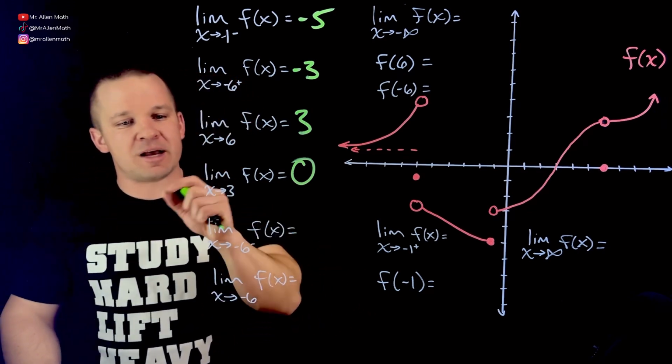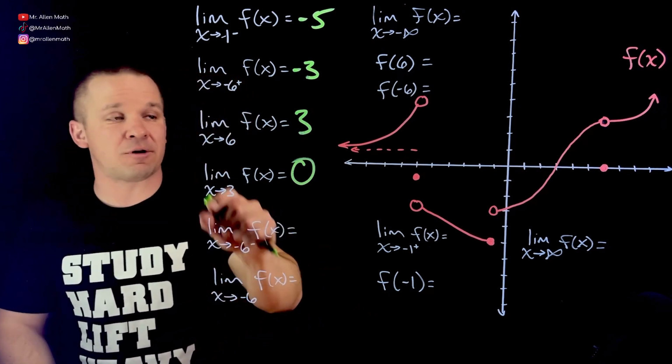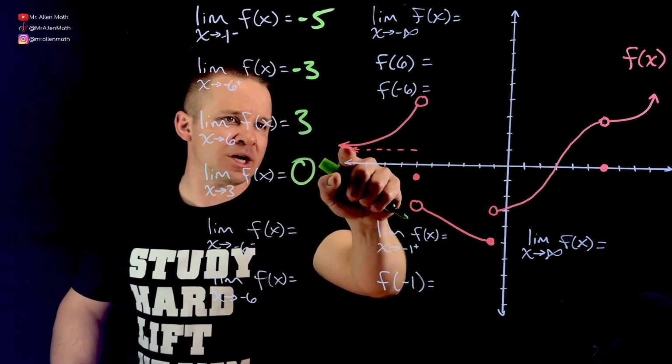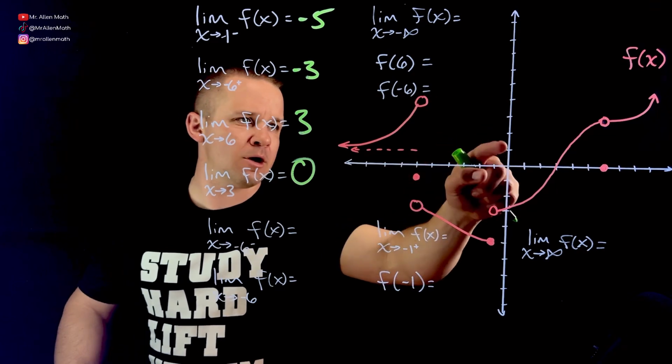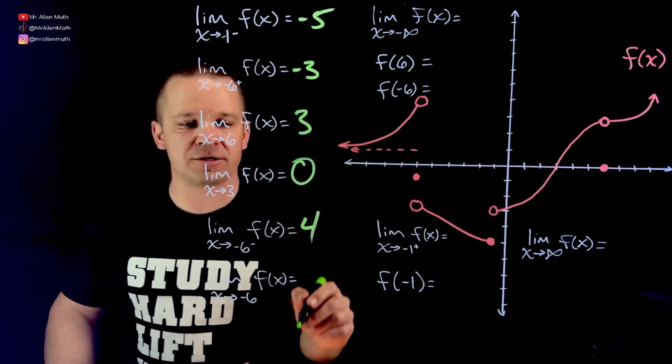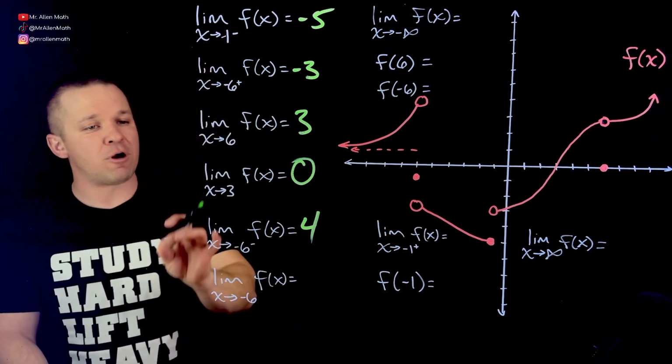All right. The limit as x approaches -6 from the left. So from the left, we'd be over here, and we are approaching -6. We're going up to, let's see here, 1, 2, 3, 4. So my limit would be then 4 as we are approaching -6 from the left.